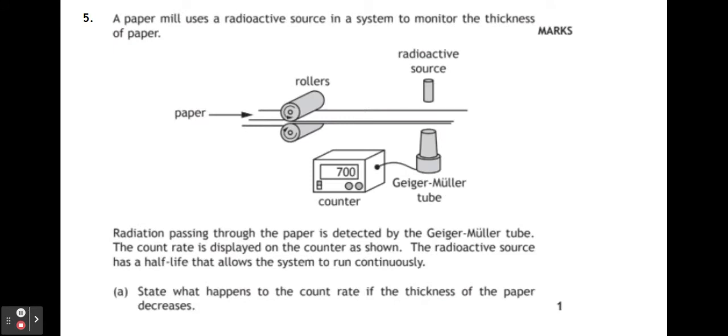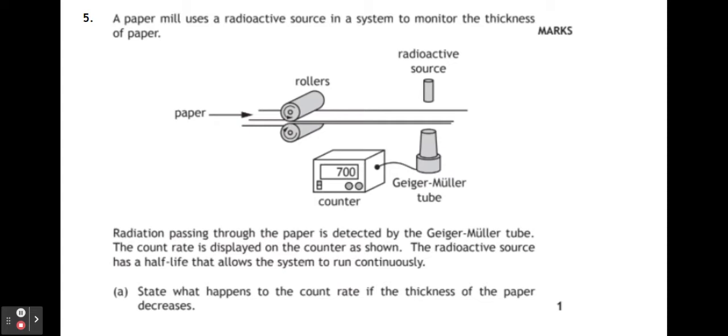Number 5. A paper mill uses a radioactive source in a system to monitor the thickness of paper. Here's a diagram. Radiation passes through the paper and is detected by the Geiger-Müller tube. The count rate is displayed on the counter as shown. The radioactive source has a half-life that allows the system to run continuously. A. State what happens to the count rate if the thickness of the paper decreases. So, think about this.